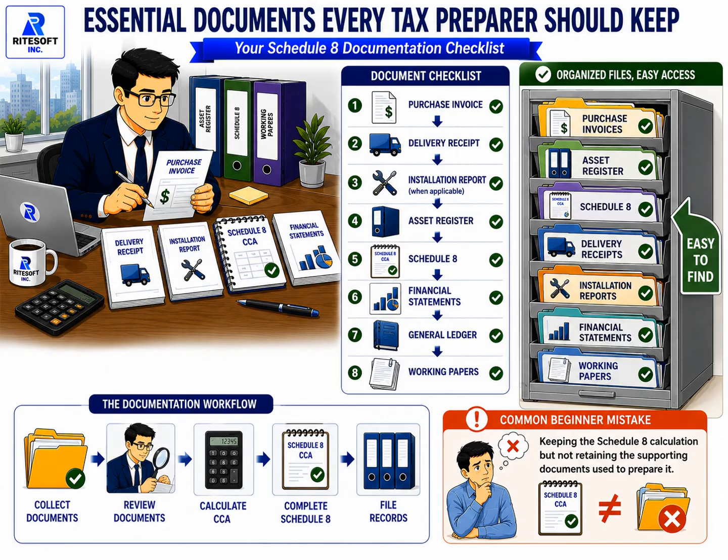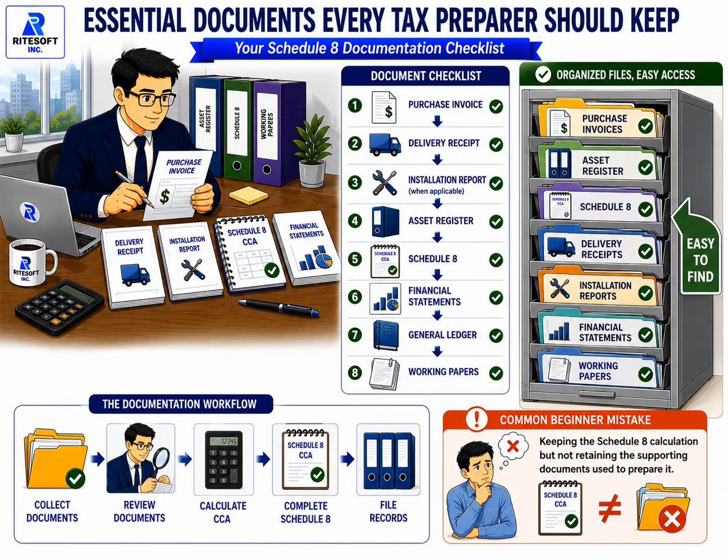The financial statements and general ledger should also be maintained because they help reconcile the accounting records with the tax calculations and support the amounts reported on the corporate income tax return. Finally, keep all working papers used during the preparation process.